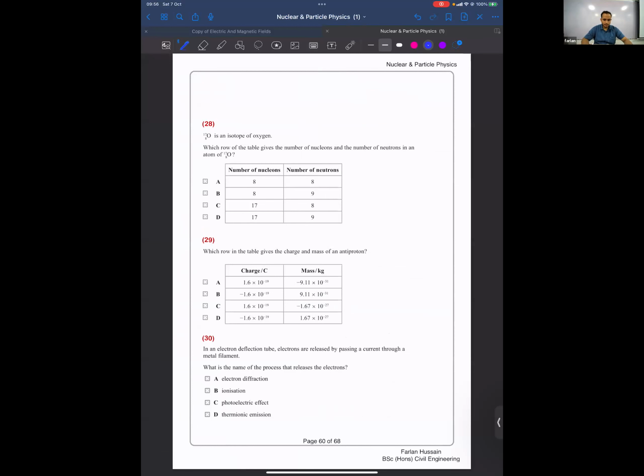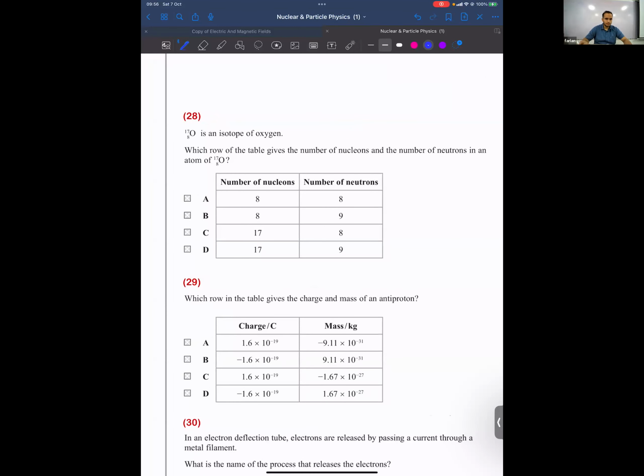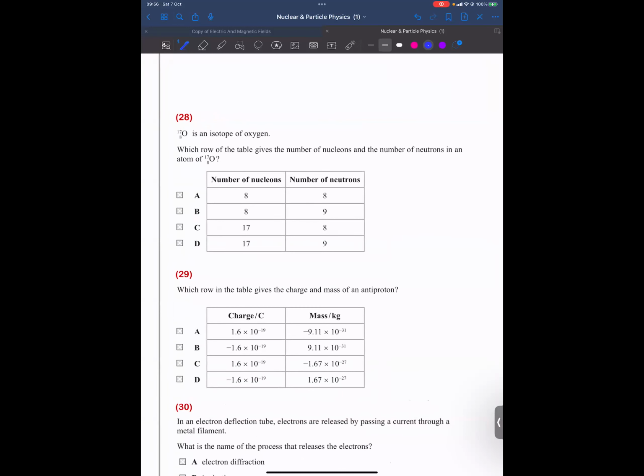So the 28. most of the MCQs in UNIT come from particle physics. Yes. Yes. Does most of the structure questions also come from this? No, not like that. It's a balance of 28.